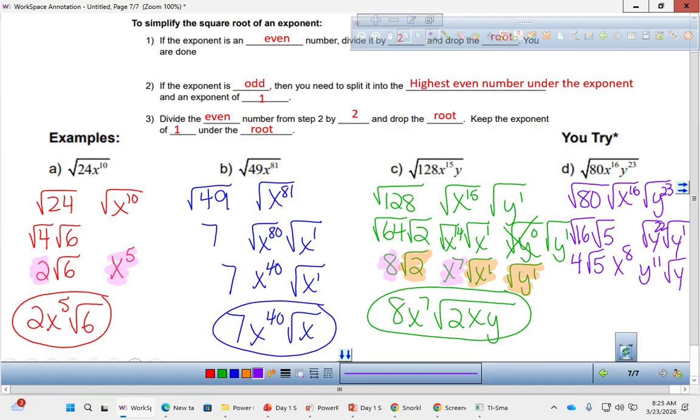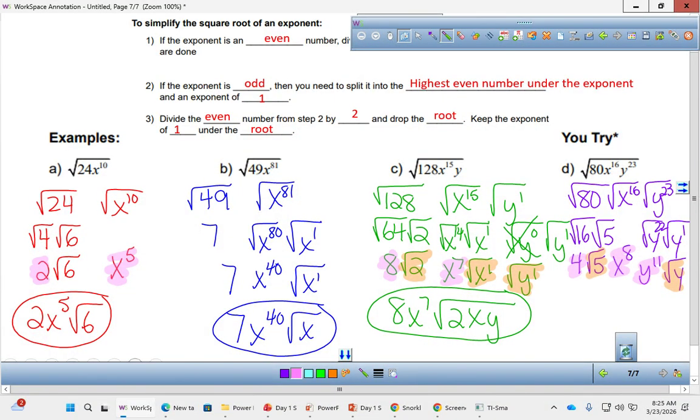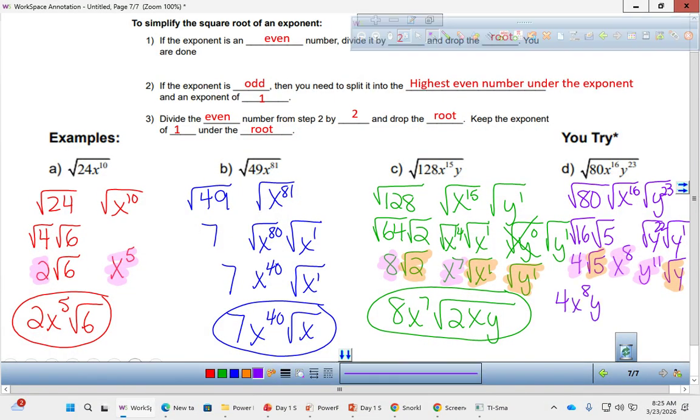And then you're going to reorder. So the house numbers go together. So I'll have a 5y under the root and a 4x to the 8th y to the 11th in the front. So 4x to the 8th y to the 11th root 5y is the final answer for this one. You cannot check that in your calculator. Multiple variables, you can't check in your calculator.